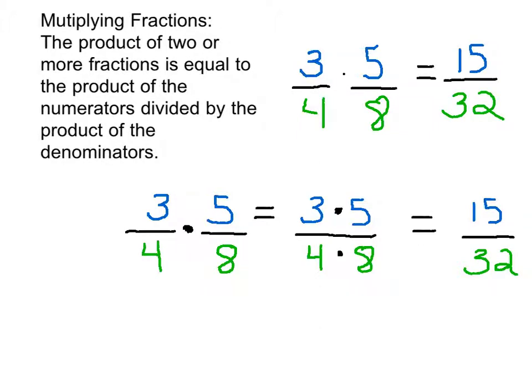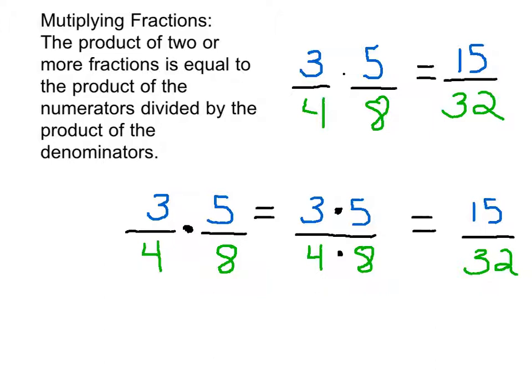Multiplying fractions. The product of two or more fractions, we have two fractions here, 3/4 and 5/8, is equal to the product of the numerators divided by the product of the denominators. So we could actually rewrite this to see that.